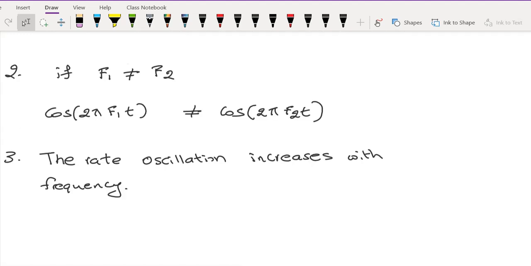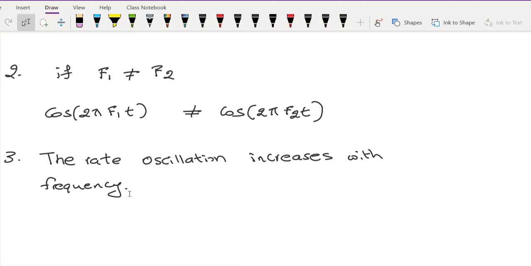Third property: the rate of oscillation increases with frequency. That means as the frequency increases, we'll have faster and faster oscillations in the signal, and the frequency can increase up to infinity. There is no upper limit, and as long as the frequency is increasing, we will have faster oscillations.